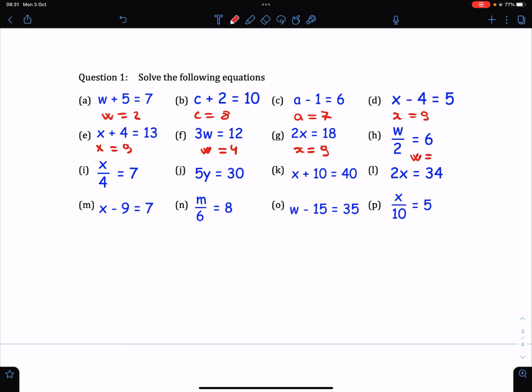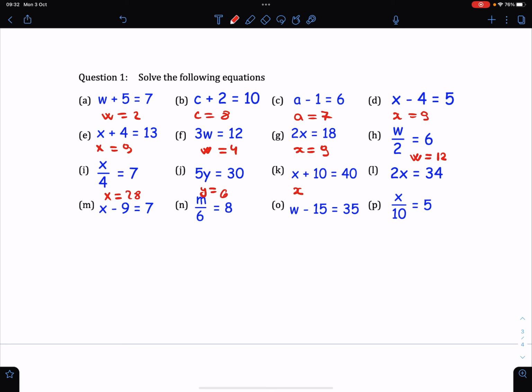W would be? 12. The girls behind, okay. Your name please first. Amina. X divided by 4 equals to 7. X is? Perfect. 5y equals to 30.